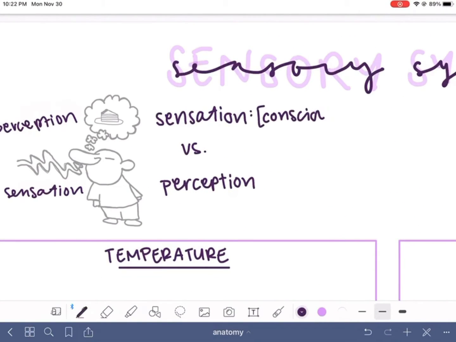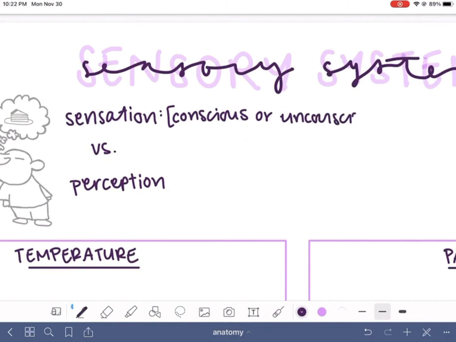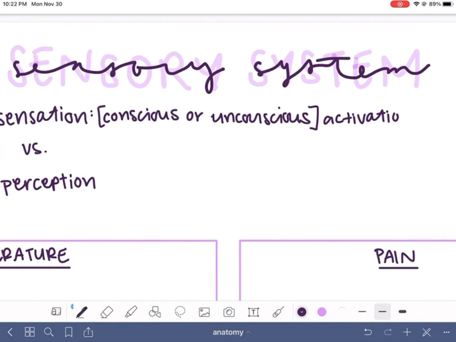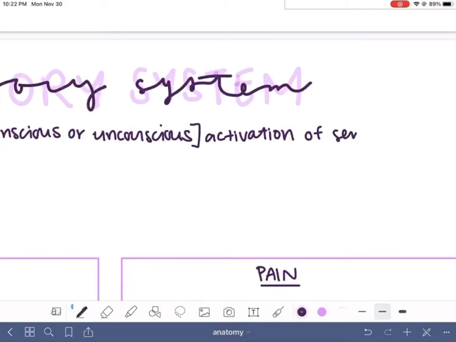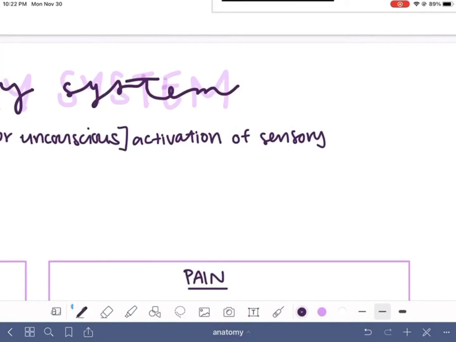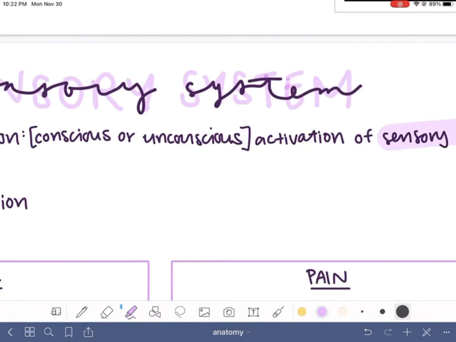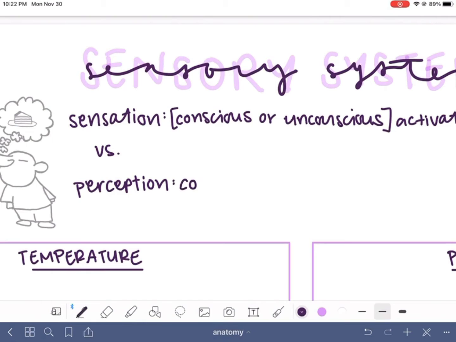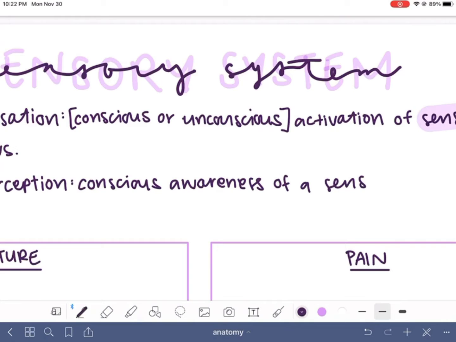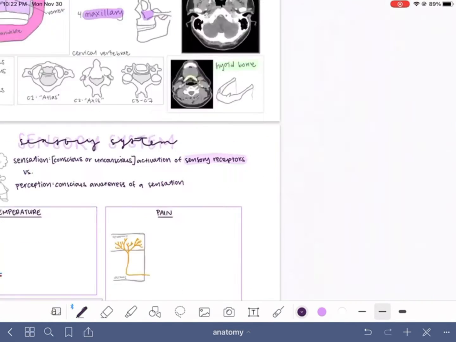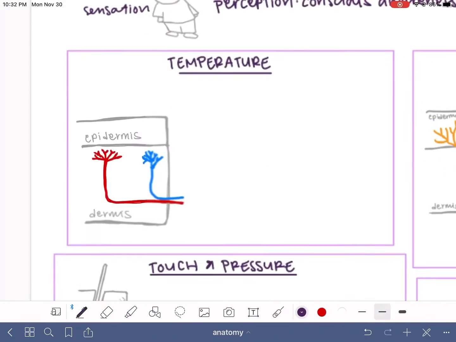So sensation is the conscious or unconscious activation of sensory receptors, and these are special types of cells that get stimulated, and they create an action potential that will travel along our nerves to the brain to be interpreted. In our little drawing, that would be the smell of the food entering the nose and being sensed there. Perception is the conscious awareness of a sensation, so that's the brain getting those signals from the nose and knowing that that's cake.